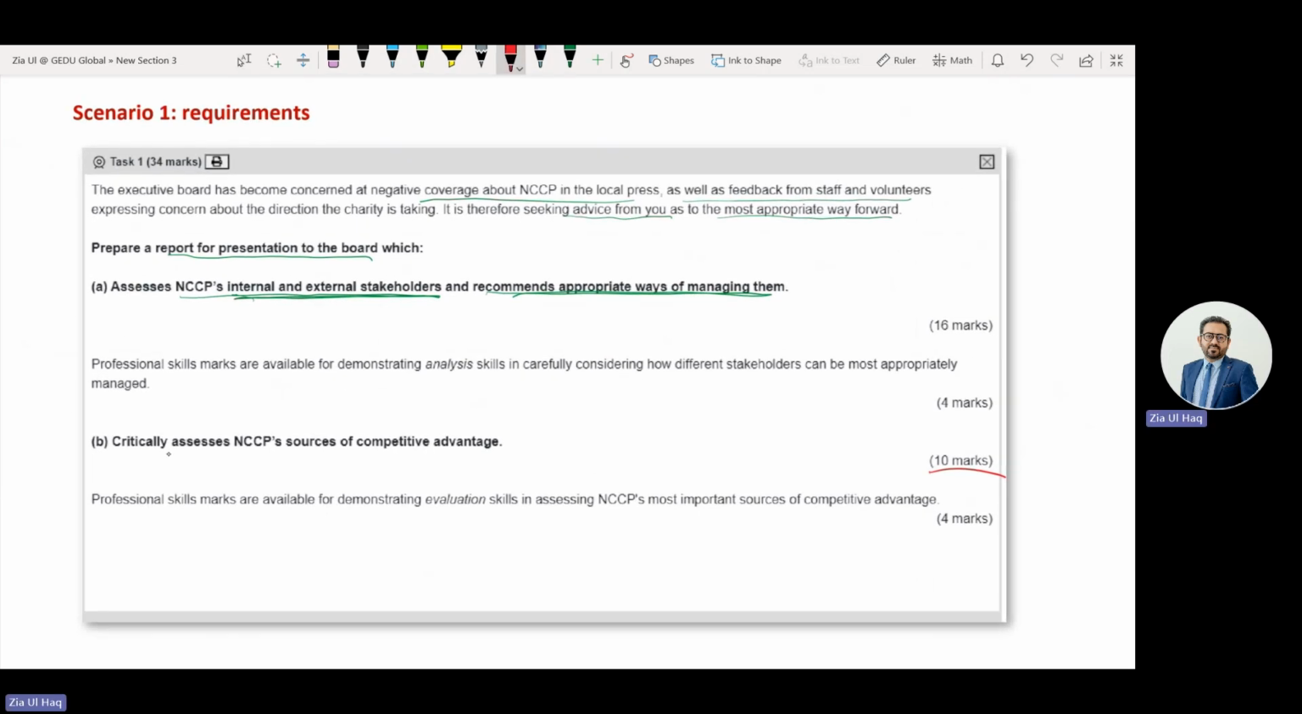Part B, critically assess NCCP as a source of competitive advantage. Critically assess NCCP as a source of competitive advantage for 10 marks. Sources of competitive advantage. This is the most difficult requirement of this case study. Sources of competitive advantage.